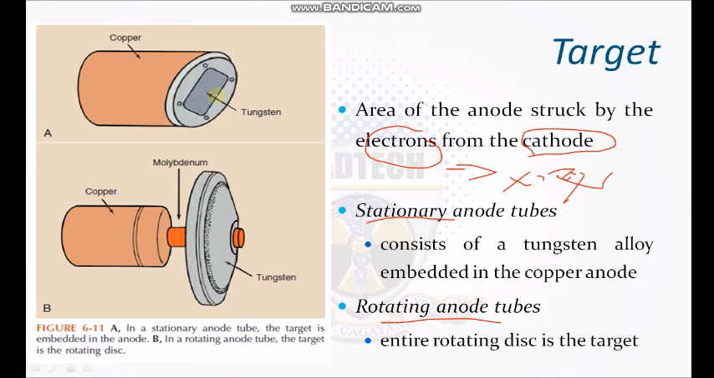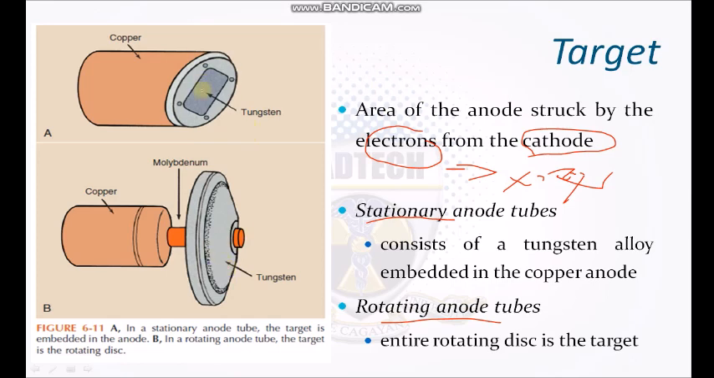Stationary means the target does not rotate. And then the rotating, basically, the target is rotated. This is an important part. So remember, 99% of heat is produced when we allow electrons to interact with the target. So that's why they try to rotate it. They rotate the target so that the heat is not focused on only one part of the target.